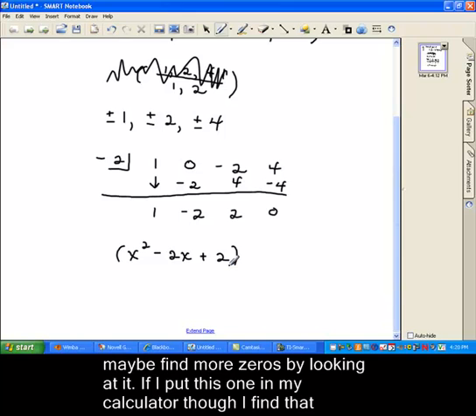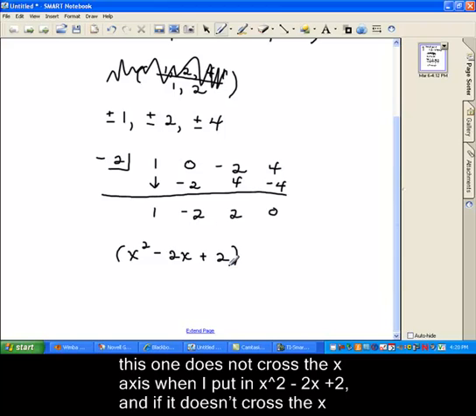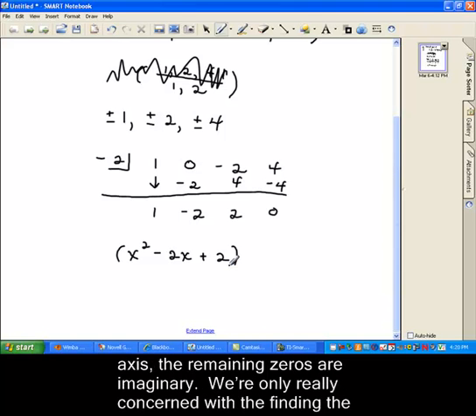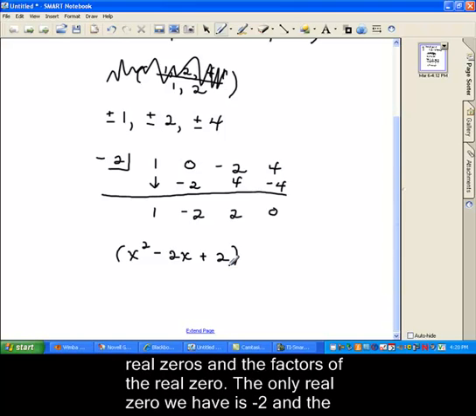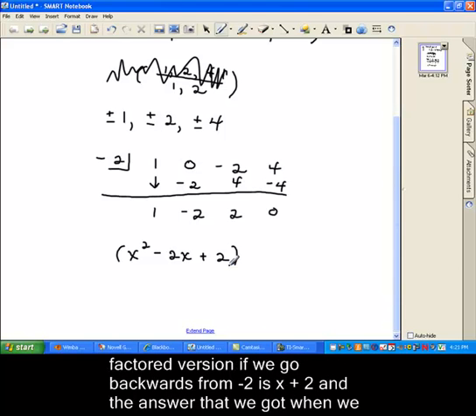If I put this one in my calculator, though, I find that this one does not cross the x-axis when I put in x squared minus 2x plus 2, and if it doesn't cross the x-axis, the remaining zeros are imaginary. We're only really concerned with finding the real zeros and the factors. So the only real zero that we have is -2, and the factored version, if we go backwards from -2, is x plus 2.